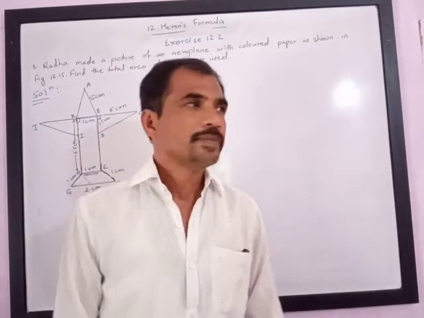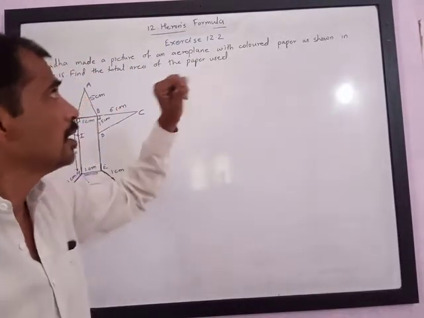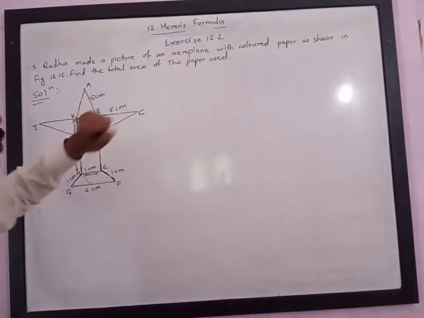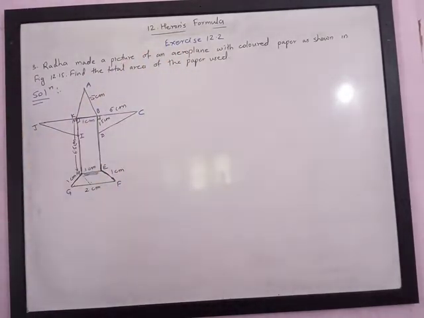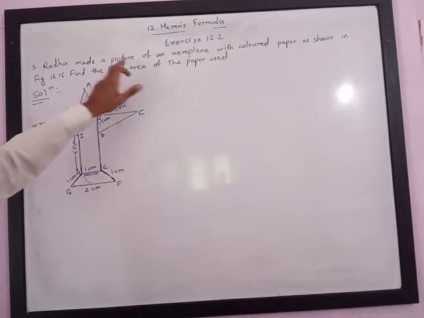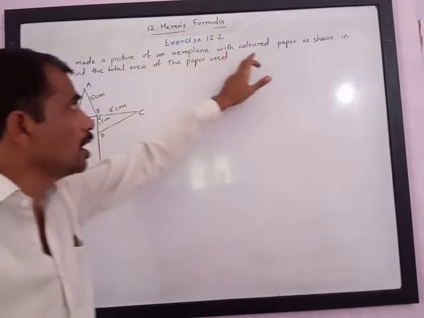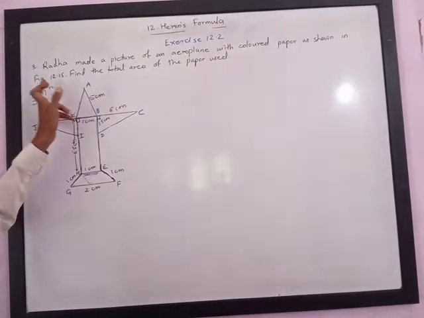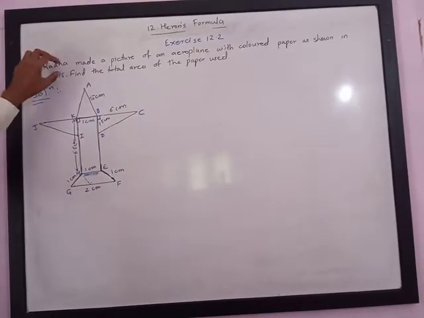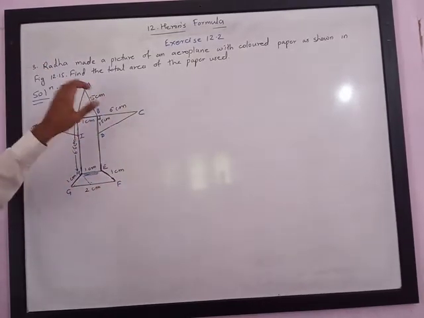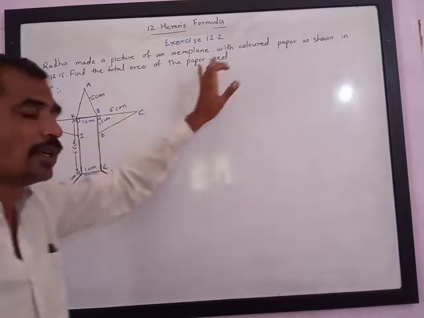Good morning, students. Today, let us solve the third problem from exercise 12.2 from the Heron's formula. Now, the third question is: Radha made a picture of an aeroplane with colored paper as shown in figure 12.15. It is given in the textbook. This is the figure which is given in the textbook. Find the total area of the paper used.